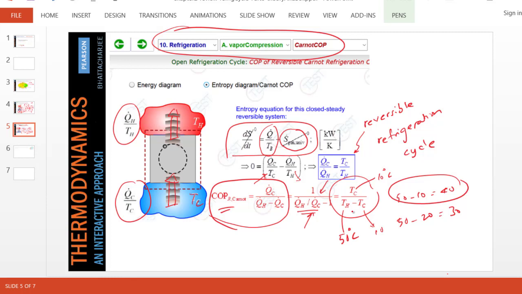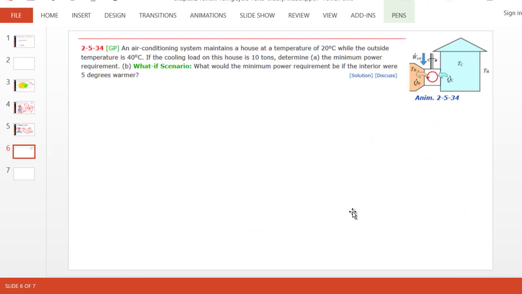Okay, now that we have covered the basic formulas, let's go and solve a very simple problem from chapter 2.